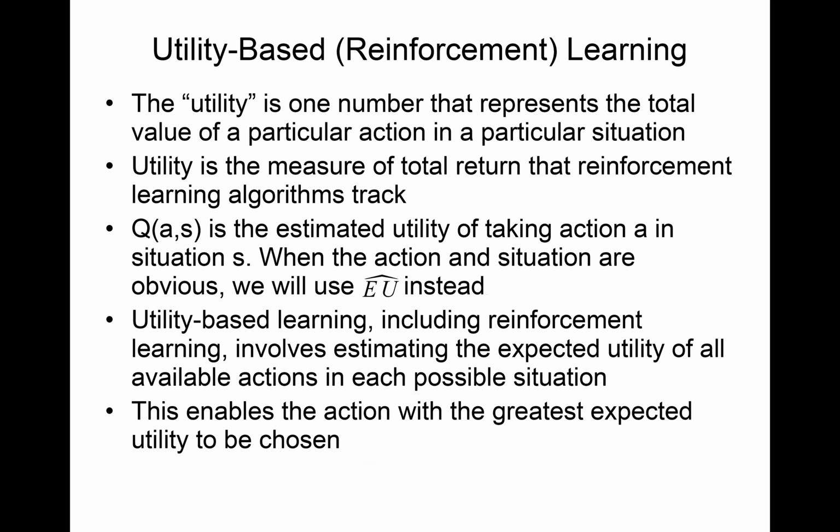Okay, so the utility is one number that represents the total value of a particular action in a particular situation. It's a measure of total return, and reinforcement algorithms track that measure. Now, the typical way that return is written in a reinforcement learning textbook or algorithm description is as the Q function, Q of A, S, where A is the action that I'm going to take in S, that specific situation.